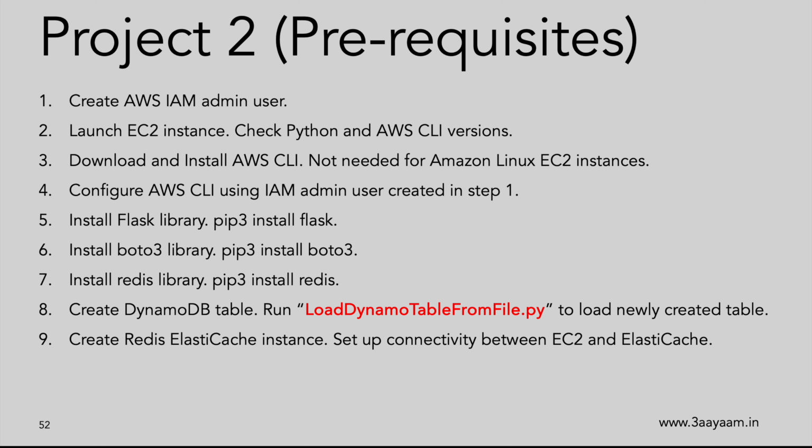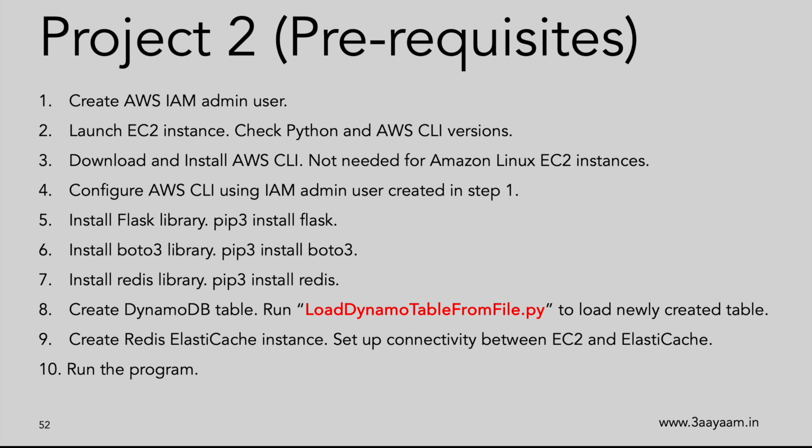After this is done, we'll create a Redis ElastiCache instance, and we'll have to set up connectivity between EC2 and ElastiCache. This EC2 instance is the one that we created in step number 2. When we launch the EC2 instance, we'll have to make sure that we set up the connectivity. And this is very important. Otherwise, we'll not be able to make a connection to the Redis database. And ElastiCache does not allow a local machine to connect to ElastiCache. We'll have to use the EC2 instance only. After this, we'll run the program and we'll do the testing.